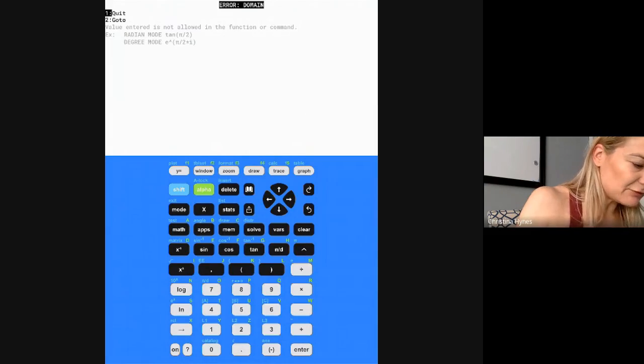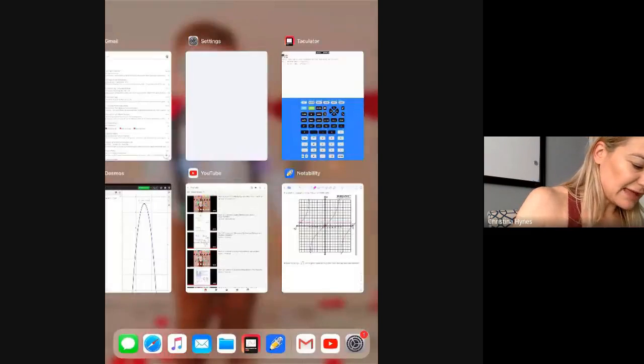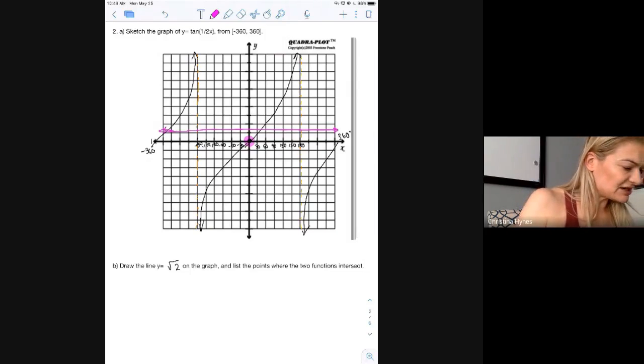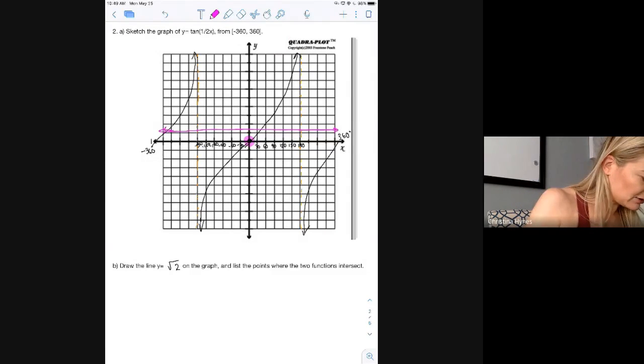Okay, so I did this with my regular calculator and it will work. Like I said, this is what happens with apps. So all you're doing is finding the intersection. I'm just going to do it on my own regular calculator because that one's not worked, just to show you my answers.